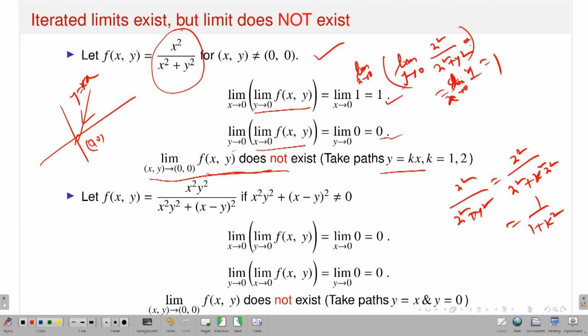So that means if I approach 0, 0 along two different paths, say y is equal to k1 x and y is equal to k2 x, then the corresponding value of the function approaches two different limits: one is 1 by 1 plus k1 square, another is 1 by 1 plus k2 square. So I am approaching the origin along two different paths, but the value of the function approaches two different limits, and therefore the limit does not exist.